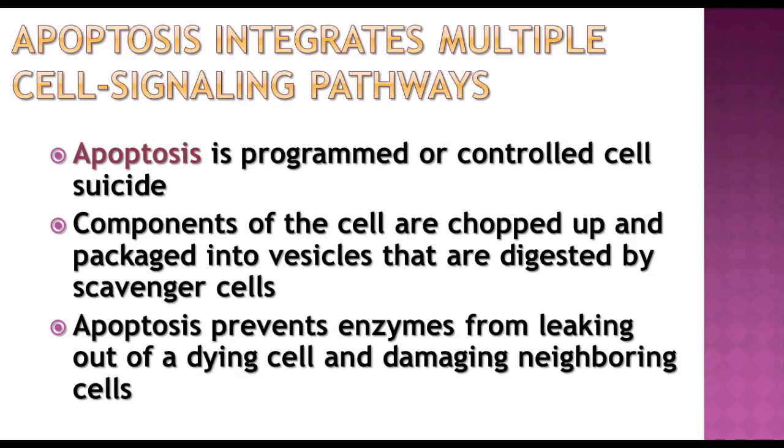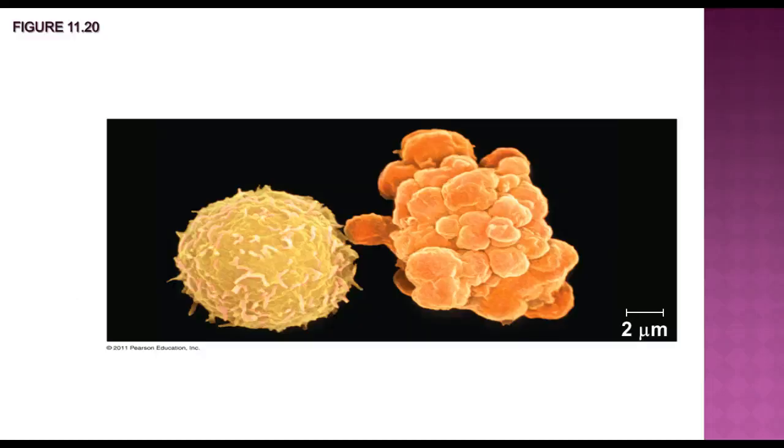Another process that uses a lot of cell signaling pathways is the process of apoptosis. Apoptosis is the programmed or controlled cell suicide. In this process, parts of the cell are cut up and packaged into vesicles that are then digested by other cells. And the process of apoptosis prevents the enzymes from leaking out and damaging neighboring cells, which could be a real danger. Here we have a normal cell and an apoptotic cell next to it. You should see the difference in appearance when you have the cell that's in the process of dying.